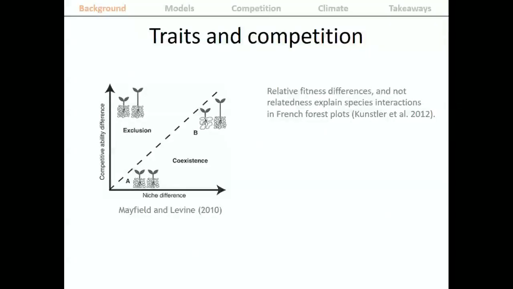Looked at these niche differences as well as relative fitness differences, or competitive ability differences, in a forest inventory based in France. And he actually found support for relative fitness differences or competitive ability explaining species interactions in these particular forest plots. So given this background, we wanted to ask a few questions.